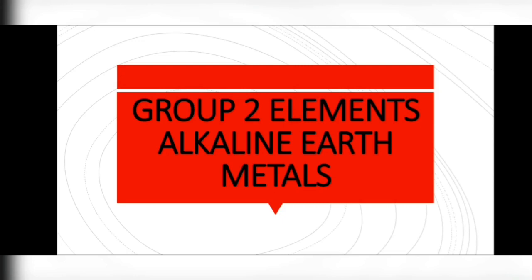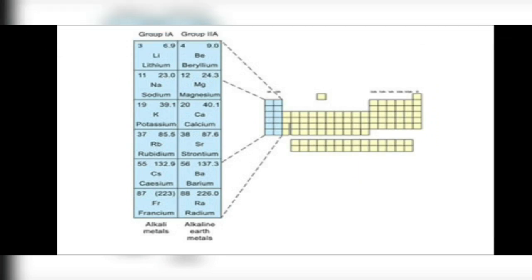In the previous video we discussed some of the important compounds of sodium, and in this video we'll discuss the group 2 elements of the s block, which are called alkaline earth metals. This group comprises beryllium, magnesium, calcium, strontium, barium and radium. These elements follow the alkali metals in the periodic table, that is, they are just after the alkali metals.